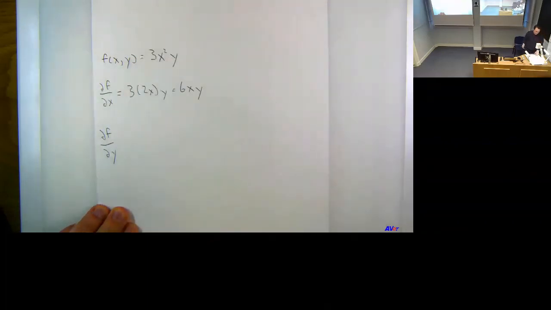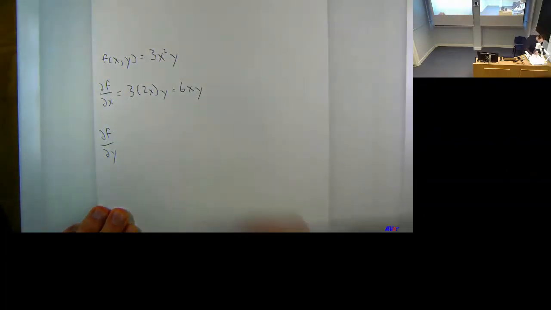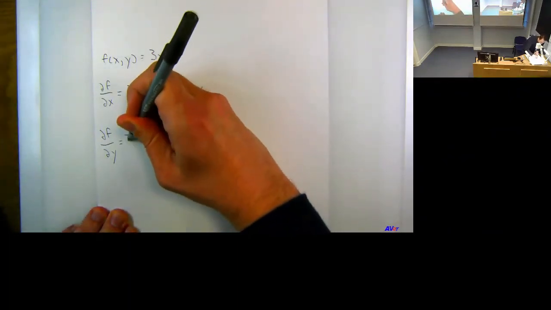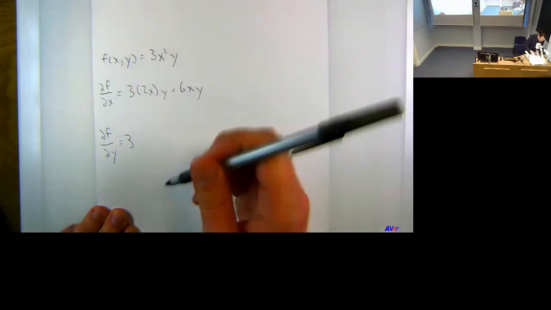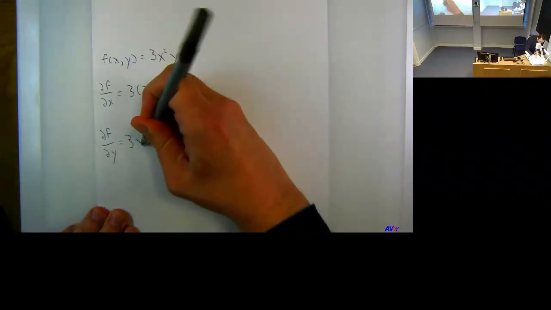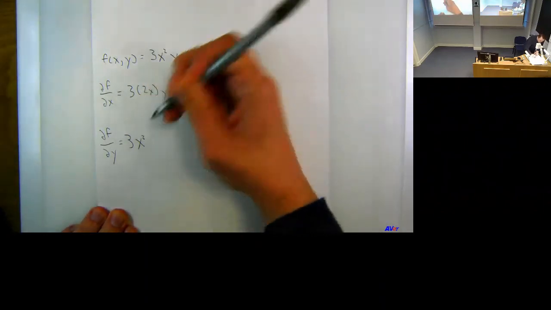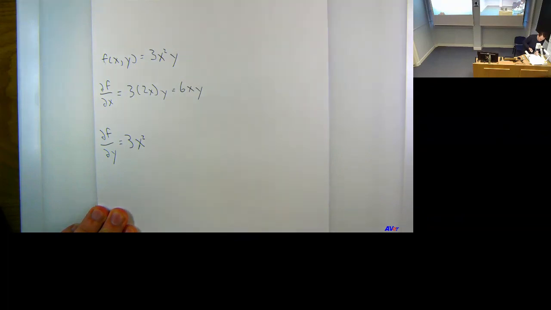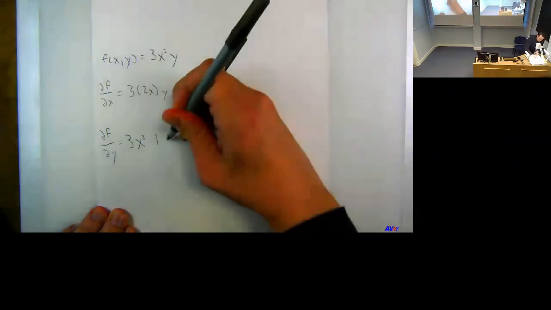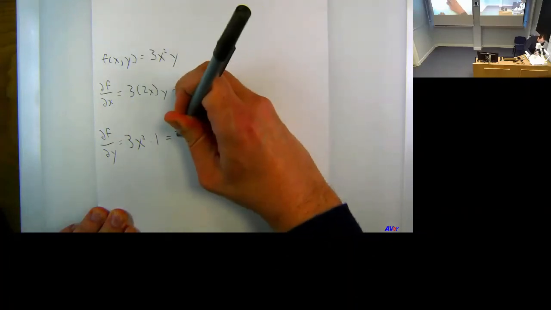Similarly, I can take the derivative of this function with respect to y. And when I do that, I'm holding x fixed. So x is fixed, or considered a constant, and that means x squared is also a constant. So these just come along. And then the derivative of y with respect to y is just 1. So the answer here is 3x squared.